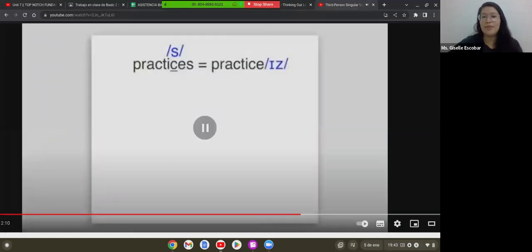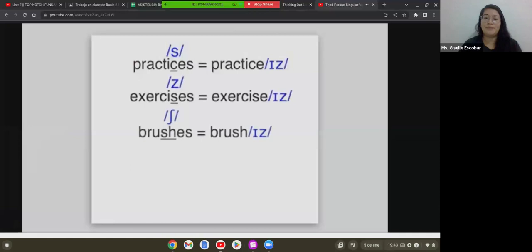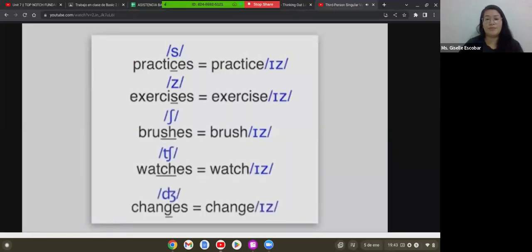Practices. So do you see? Practices. Exercises. Brushes. Watches. Changes.